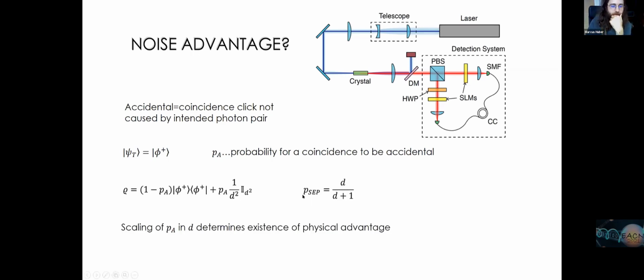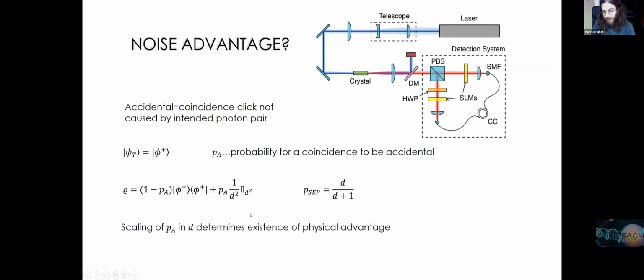And now one of the curious facts that is often used to argue noise resistance is that the critical probability for a coincidence to be an accidental, for the state to not exhibit any more entanglement, scales as d over d plus 1, i.e. once you go to very high dimensions, you can tolerate easily 99% accidentals, something that would completely obliterate any qubit entangled state. We all know that for a qubit, we can see here, 2/3 would be the limit. So once you have more than 2/3 of noise, your qubit entangled state is in fact no longer entangled and it's useless.